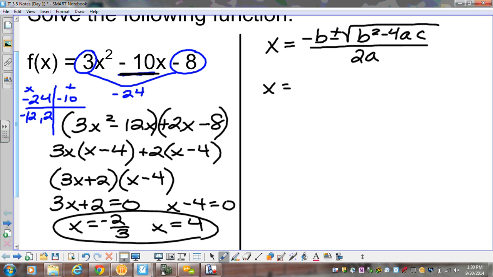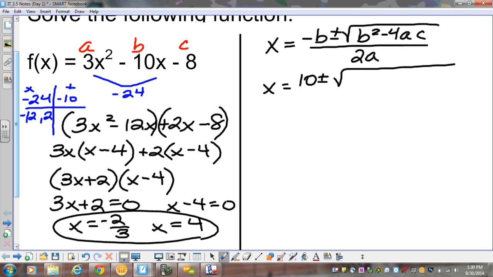All right, very good. So guys, I've got to use my a, b, and c values. Going back to my original function, what's my a value? 3. B value is -10. C value is -8. So plug everything in. Opposite of b, negative b, is going to look like what? +10, since it's minus a -10. Plus or minus the square root. What do I have underneath, guys? 10 squared, which is 100, minus 4 times 3 times -8. All that over 2 times a, which is 2 times 3, which will give me 6.